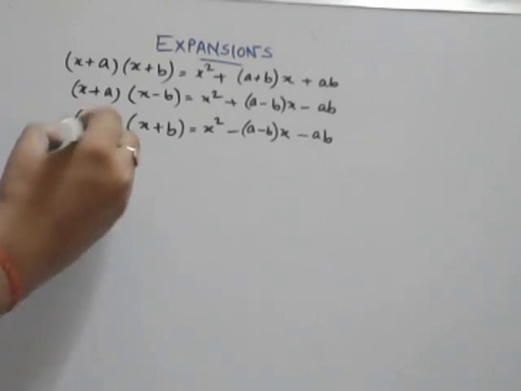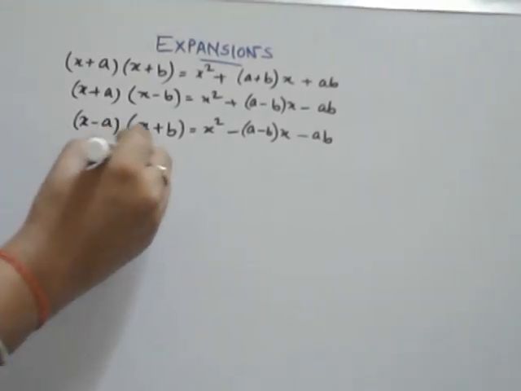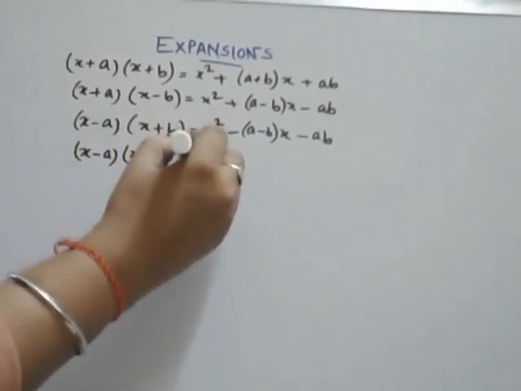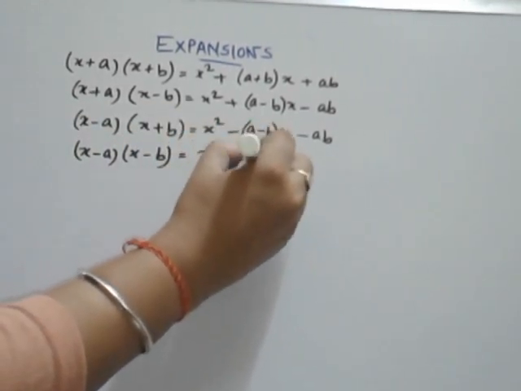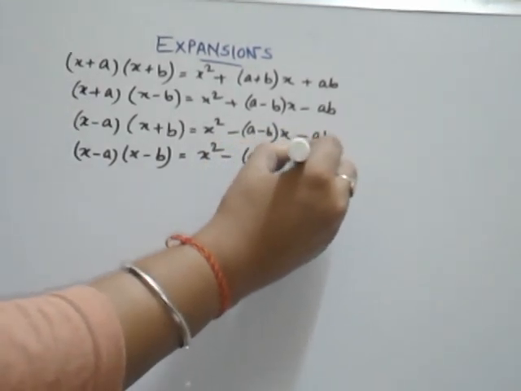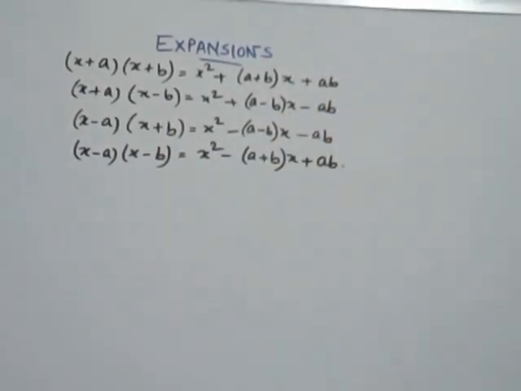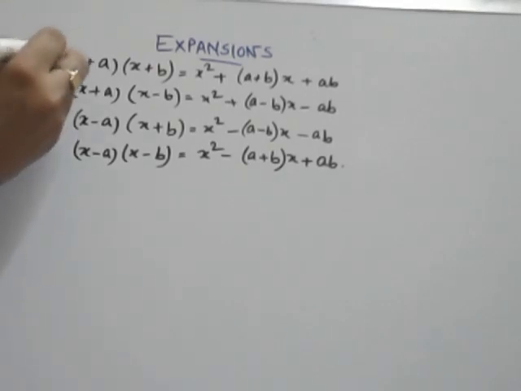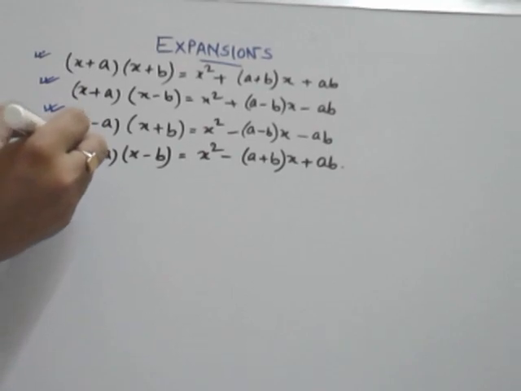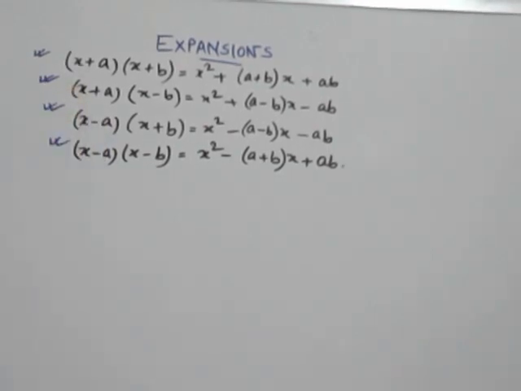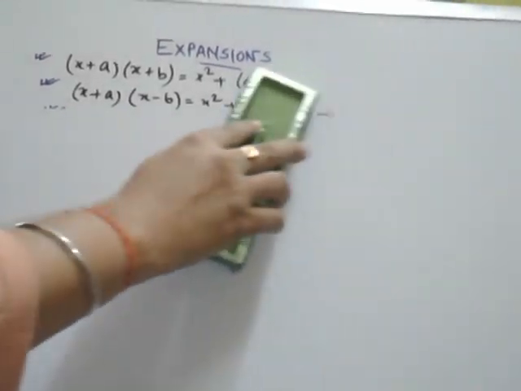And the fourth formula, (x − a)(x − b), that is x square minus (a + b)x plus ab. So this fourth is the special product formula. Now we write some other formulas.